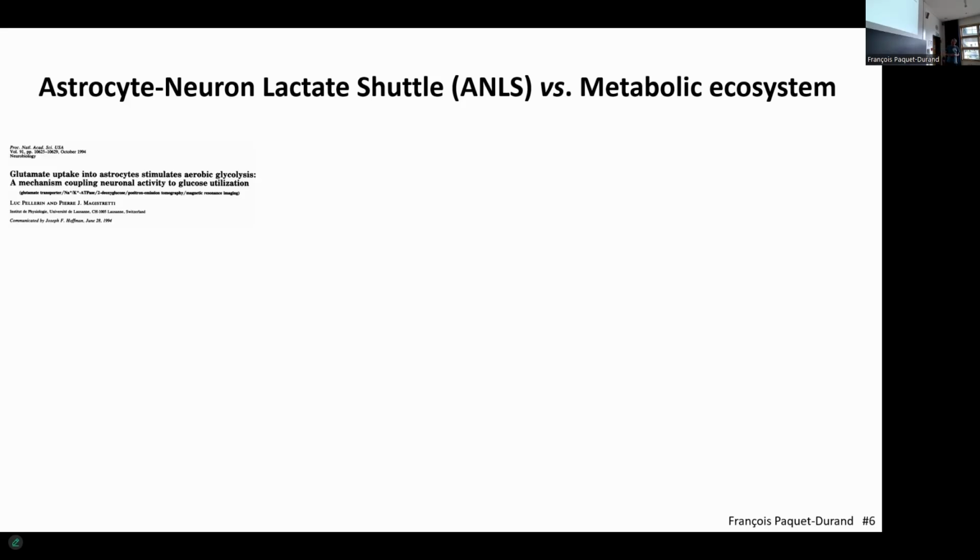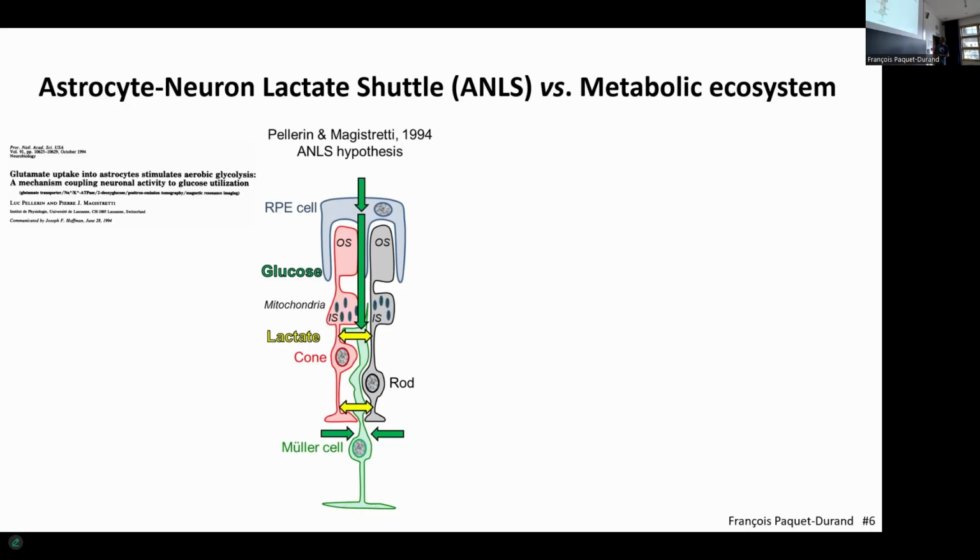Now, if we transfer this hypothesis, the so-called astrocyte neuron lactate shuttle hypothesis, to the retina, what would that mean? So in the retina, we have these RPE cells that are connected to the choroidal vasculature. So this is where stuff comes from, glucose notably. Glucose would come through the RPE cell and would enter a glial cell. The only glial cell that is close to the photoreceptors is the Müller glial cell, so it should be that one. The Müller glial cell then would split glucose into pyruvate and generate lactate from it. The lactate would be taken up by the neurons, the photoreceptors, and then they would use it for oxidative phosphorylation. That's an idea that one could have.